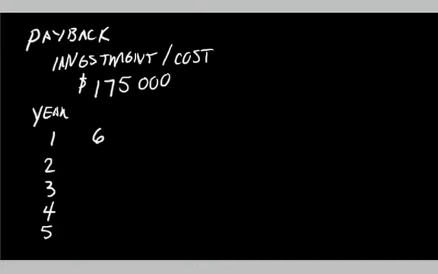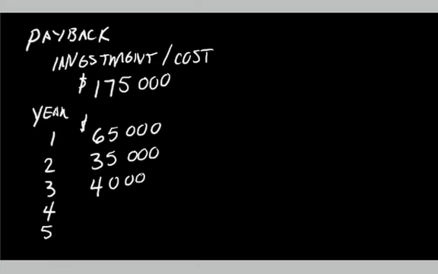In the first year, we have 65,000 is our inflow. Our second year is 35,000. Our third year is 40,000. Our fourth year is 60,000, and our fifth year is $70,000.